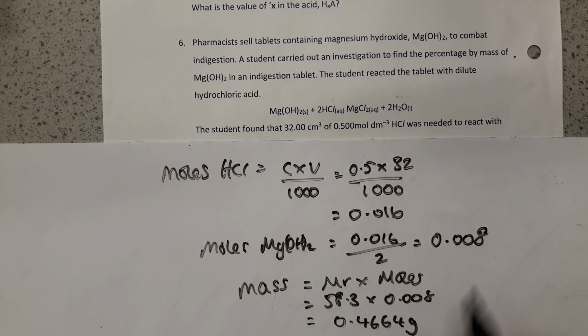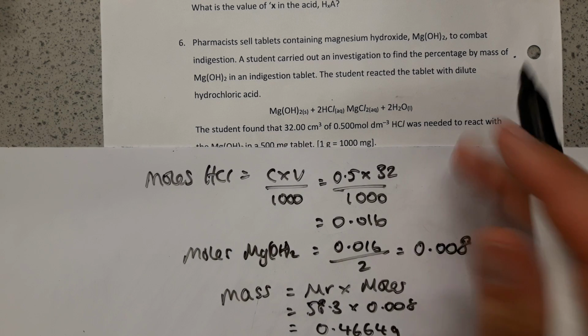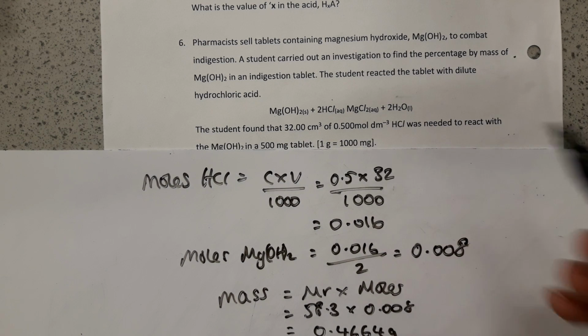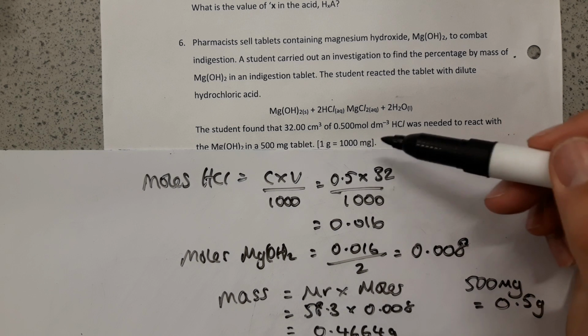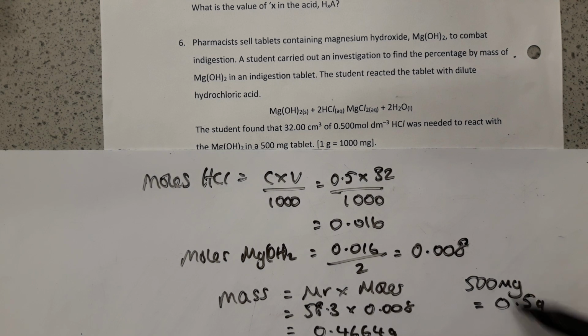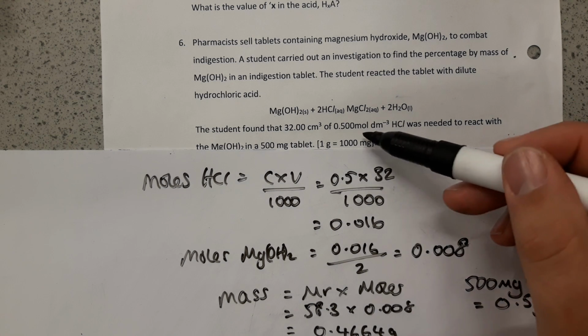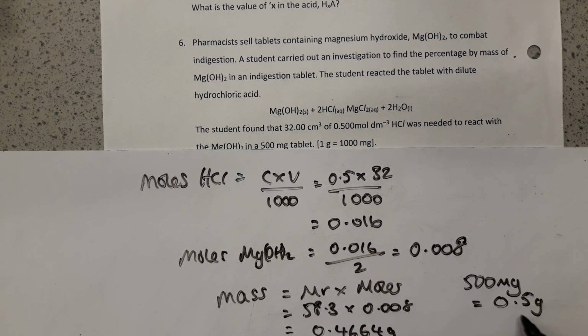Okay, so what I can do now is a quick conversion, because based on the fact that 1 gram is 1,000 milligrams, I can say that my 500 milligram tablet is equal to 0.5 grams. So 1,000 milligrams would be a full gram, so I've got half a gram.